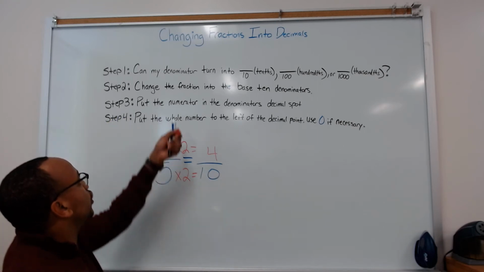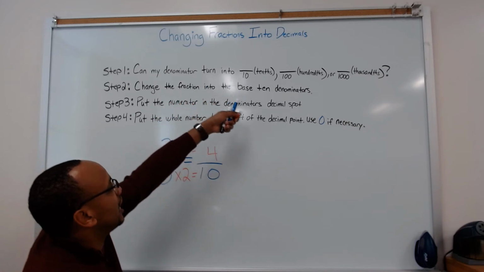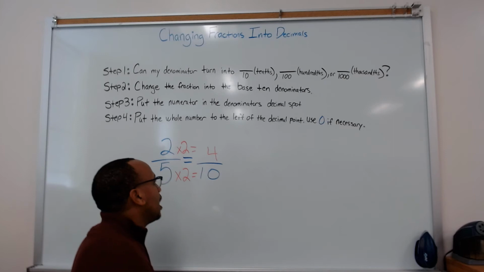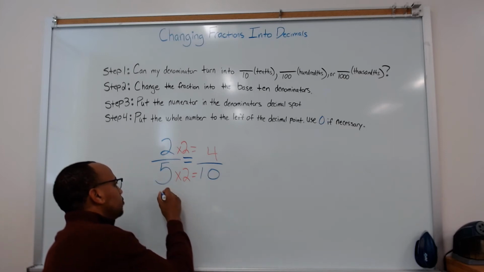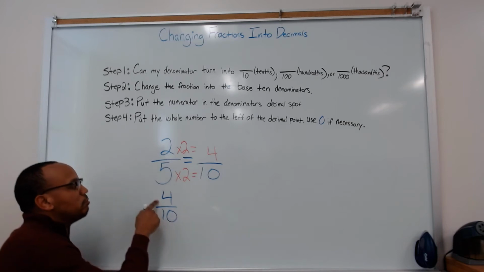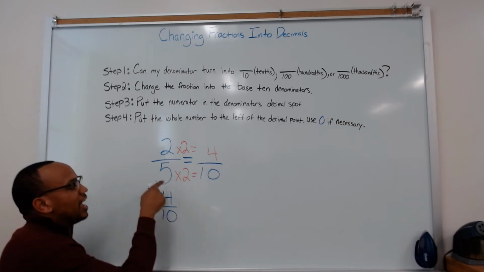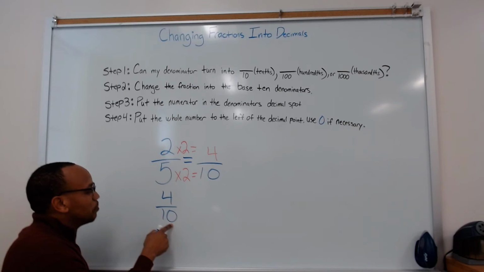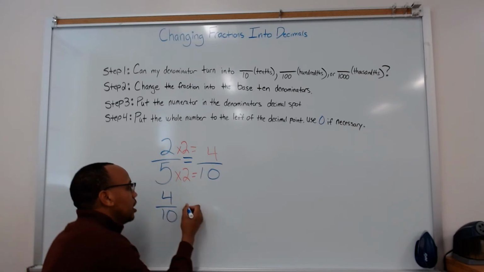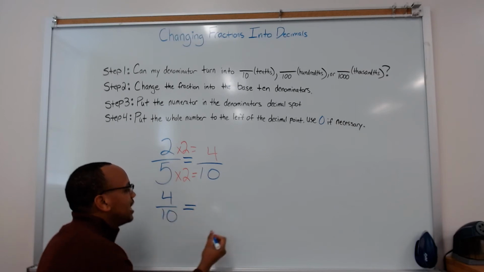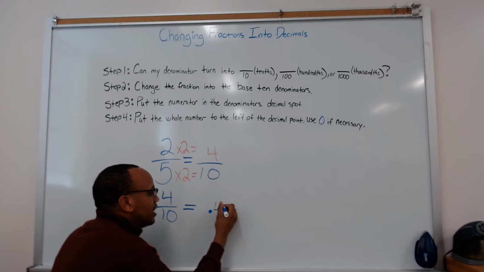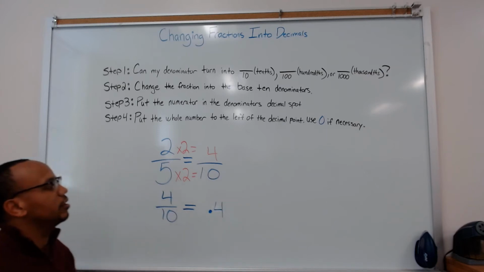Step 3. I'm going to put the numerator in the denominator's decimal spot. So right now I'm working with 4/10. I'm going to put the numerator 4 in the denominator's decimal spot. I'm going to put the 4 in the tenth spot. Well, a 4 in the tenth spot is right behind the decimal point. All right?